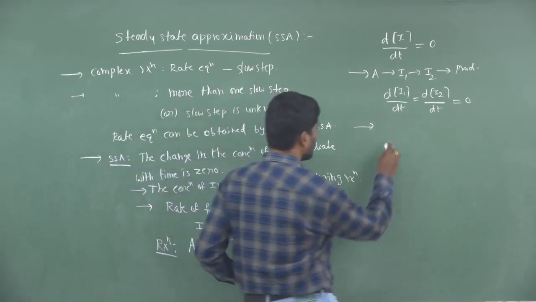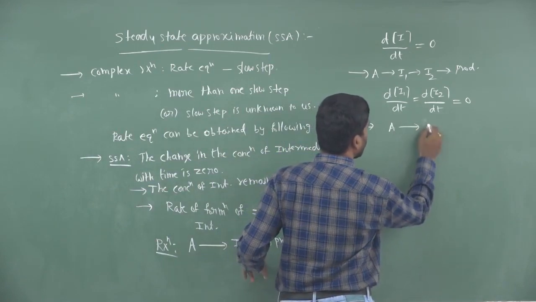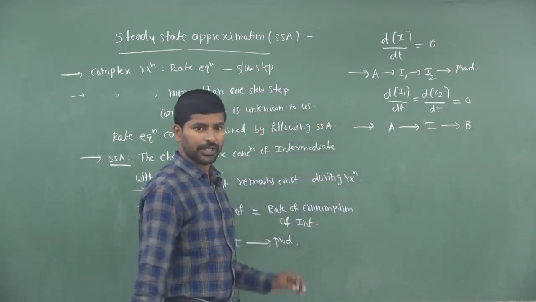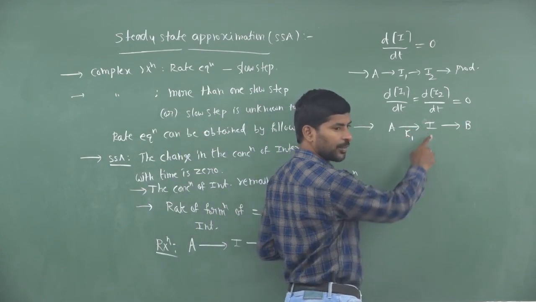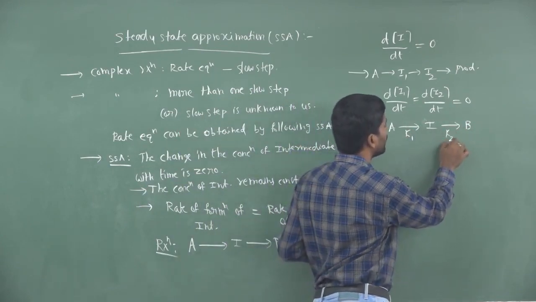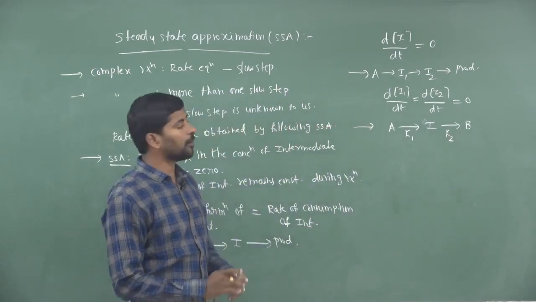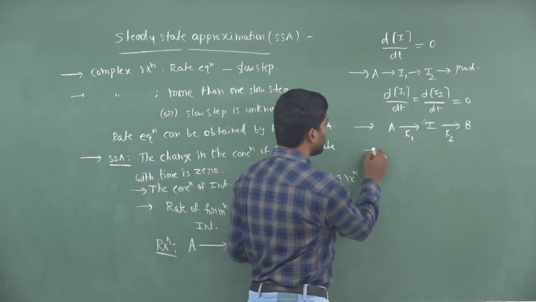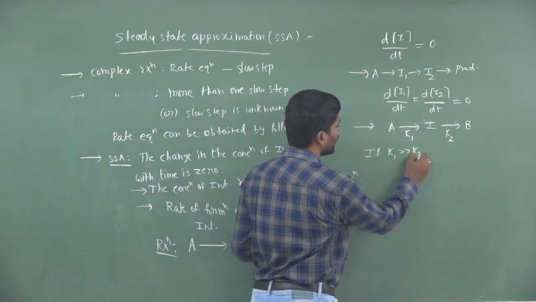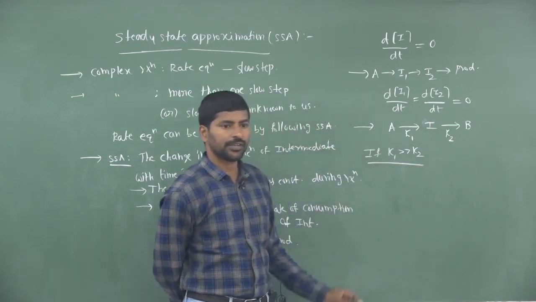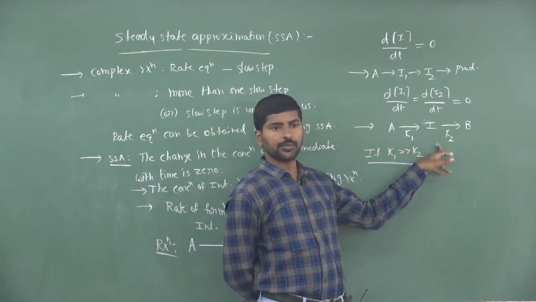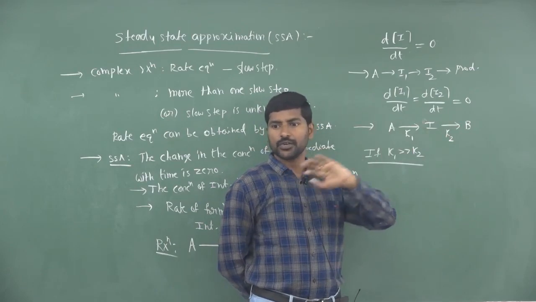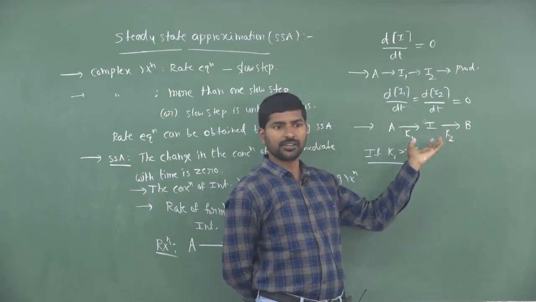For example, take this reaction: A gives rise to I, which gives rise to product B. Let the rate constant for formation of I be K1 and the rate constant for consumption of I be K2. If K1 is many times more than K2, the rate of formation of intermediate is many times more than its consumption. As fast as it is formed, it is not consumed at the same speed.